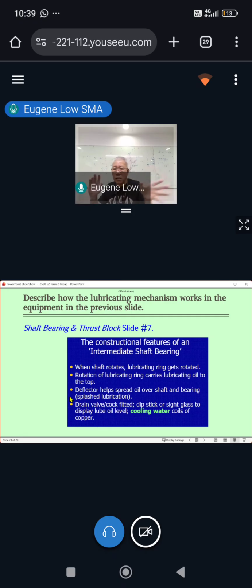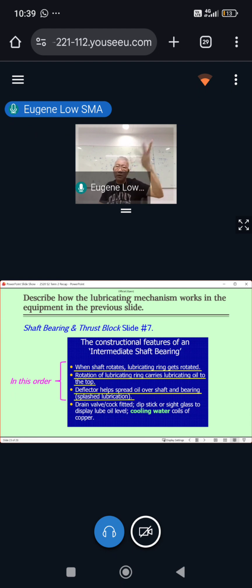Okay, so when the shaft rotates, the lubricating rings get rotated. You have to imagine it in your mind. So the rotating lubricating ring carries the lube oil from the sump to the top, and the deflector helps to spread the oil over the shaft and the bearing. That's all you need. But you have to be in that order. Don't reverse it, because it means differently already. So you have to be in that order: 1, 2, 3.